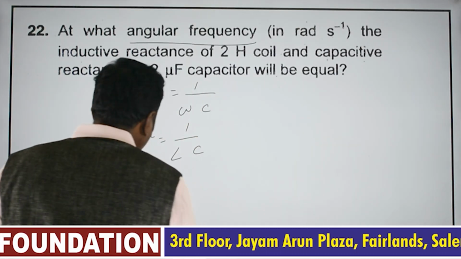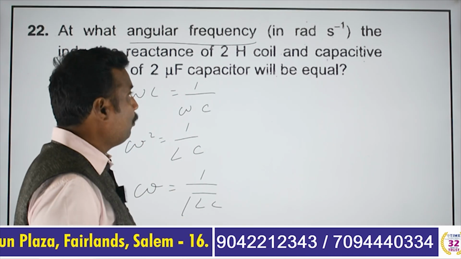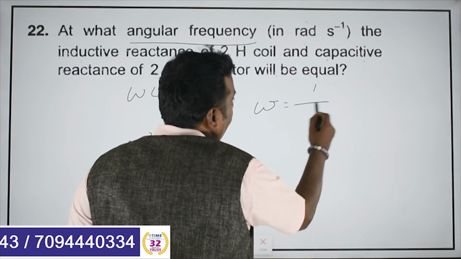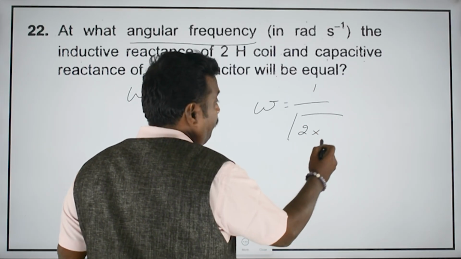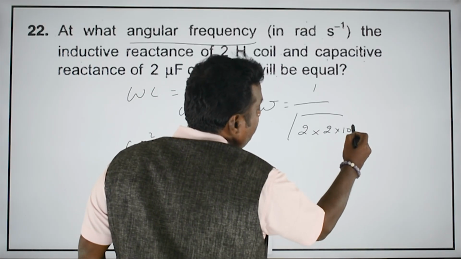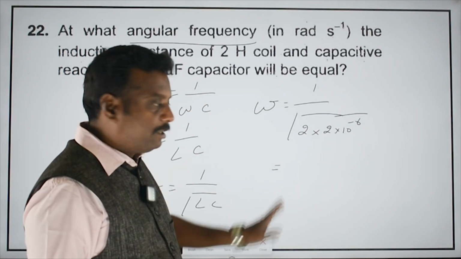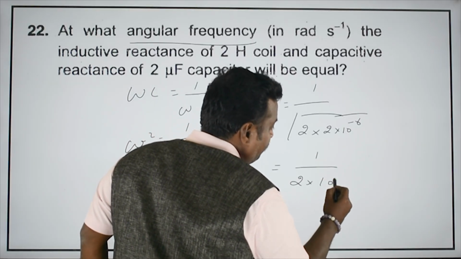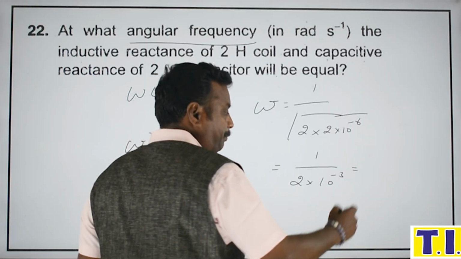So omega is equal to 1 by root of L into C. And what is the value of L, sir? It is 2 Henry. We will write it here. Omega is equal to 1 by root of 2 into 2 Henry and 2 microfarad. So 2 into 10 power minus 6, right? So 2 into 2 is 4, root gives 1 by 2. And 10 power minus 6 root gives 10 power minus 3. 10 power minus 3 going up becomes 10 plus 3.